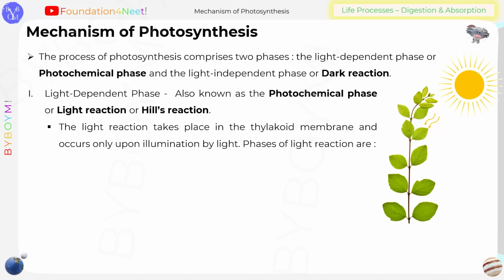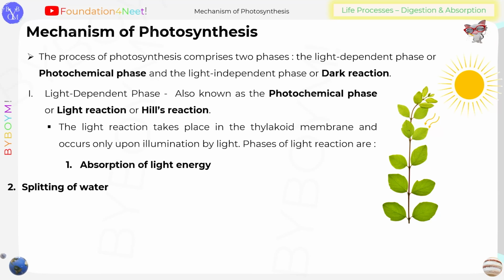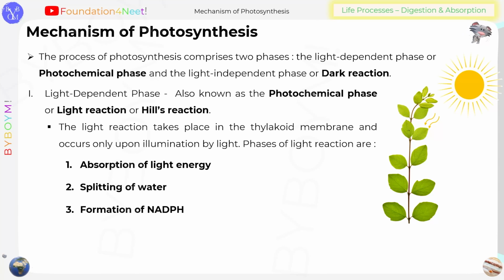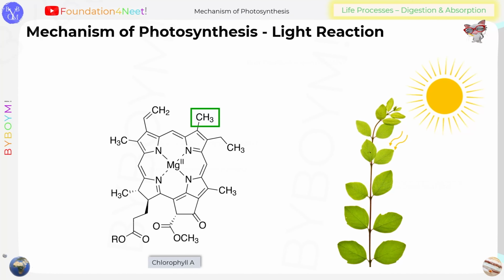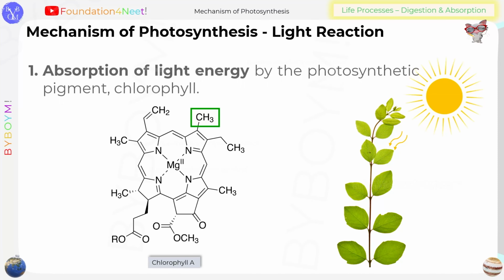The first phase is absorption of light energy. The second is splitting of water. The third is formation of NADPH, and the fourth is photophosphorylation. Let's move on to the first one. The first is absorption of light energy.